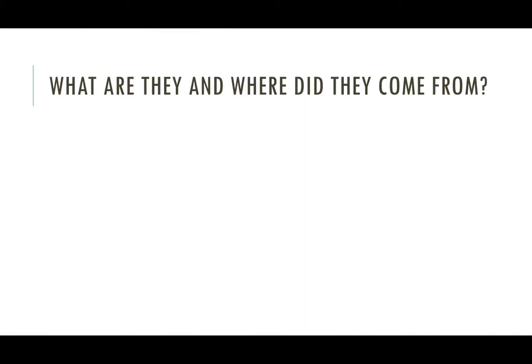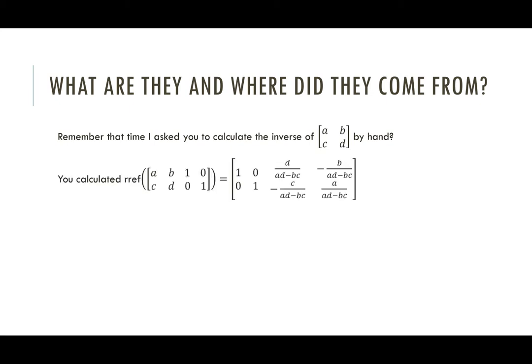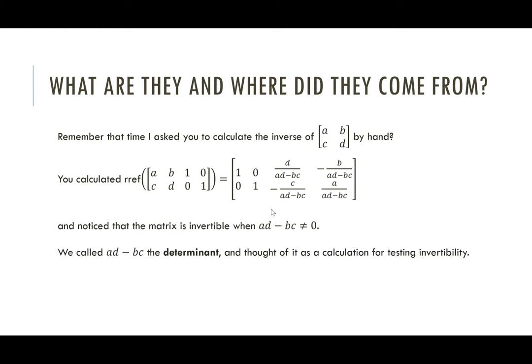Okay. So let's take a trip down memory lane and remind ourselves, where did these come from? Where did we first see determinants? You remember that time I asked you, maybe on a pre-assignment or homework, to calculate the inverse of [[A, B], [C, D]] by hand? Well, you did, and you calculated a reduced row echelon form of this matrix, and you got this. And then we said, oh, notice that the matrix is invertible exactly when AD minus BC is not equal to 0. And then we called AD minus BC the determinant, and we thought of it as a calculation for testing invertibility.